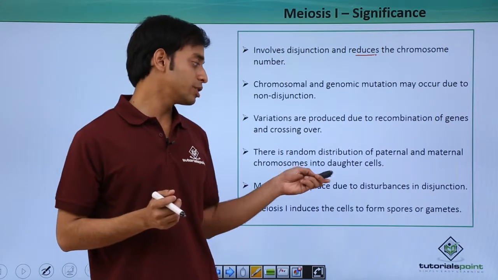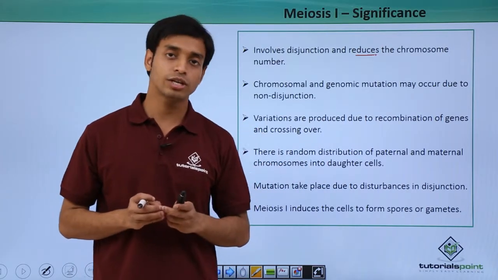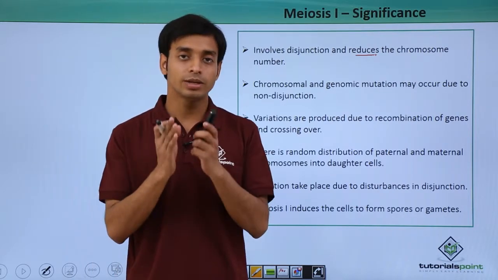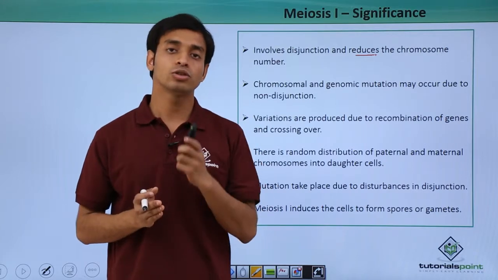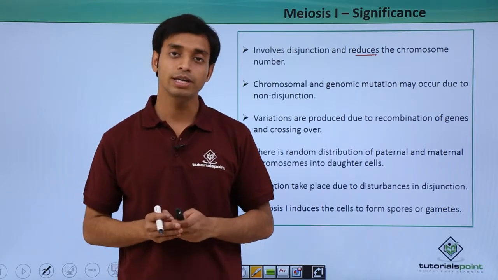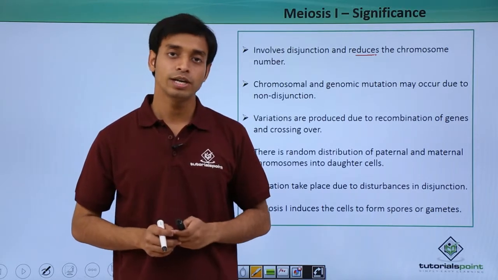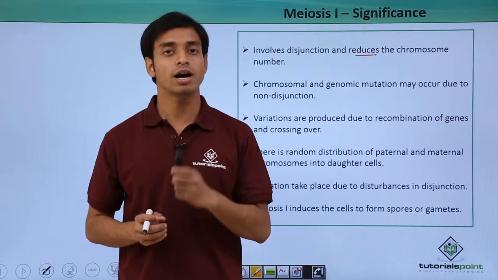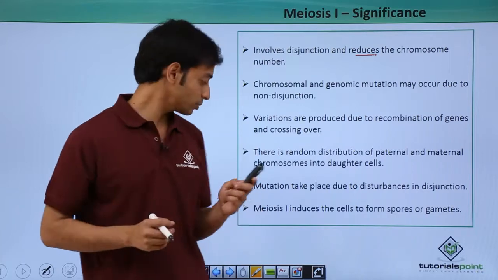The mutation takes place due to the disturbances in disjunction. So we have already discussed this point, that if during the anaphase the proper separation is not happening, so if disjunction is not occurring properly, then it will result in mutations. Now some of the mutations may be beneficial, whereas some of the mutations may be harmful for the cells also.